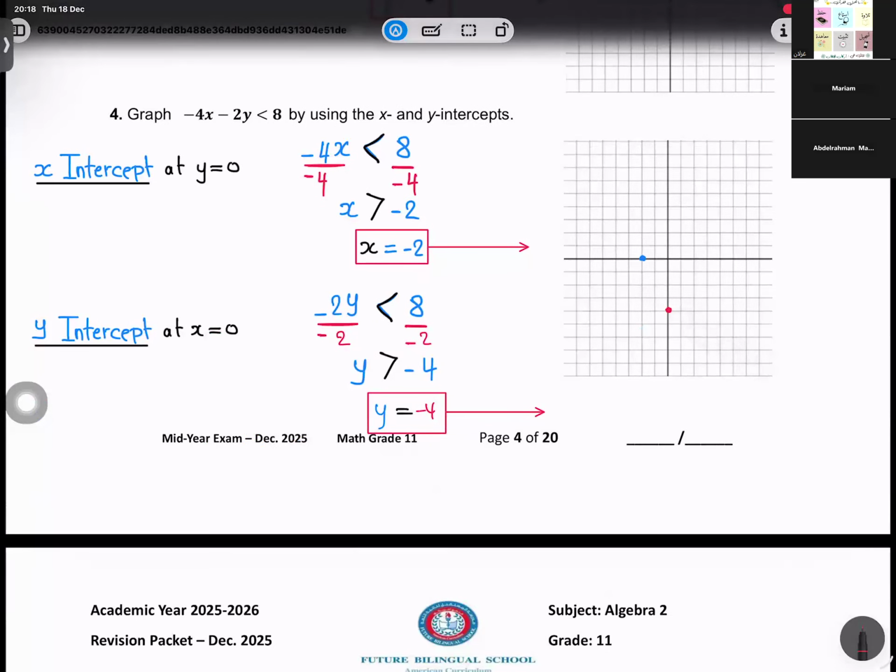Now we join the line. But how do we join the line? It will be dashed or solid. It will be dashed because it's not greater than or equal to. Yes, dashed line, like this. So we need a ruler for sure. Don't draw by your hand.